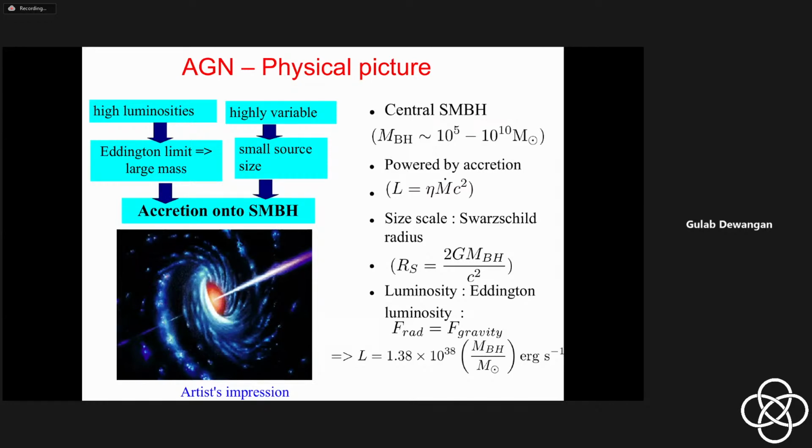The size scale you can measure with the Schwarzschild radius, given the black hole mass M_BH. The Schwarzschild radius is 2GM by c squared. The luminosity is of the order of the Eddington luminosity, which we obtain by balancing the radiation pressure force and gravitational force. And the typical luminosity given the mass is 1.3 times 10 to the power 38 when the black hole mass is written in units of solar mass. So these are the things to remember when you consider AGNs.